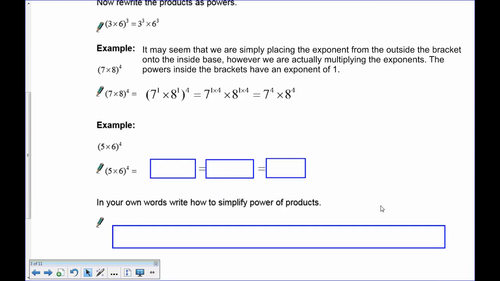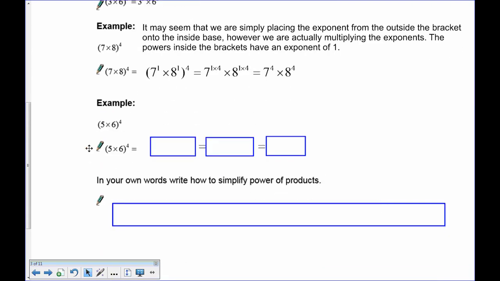Let's look at another example. Okay, I've got 5 times 6, all to the power of 4. Now remember, this is 5 to the 1 and 6 to the 1. So we're going to be multiplying the exponent on the 5 times the 4 and the exponent on the 6 times the 4.